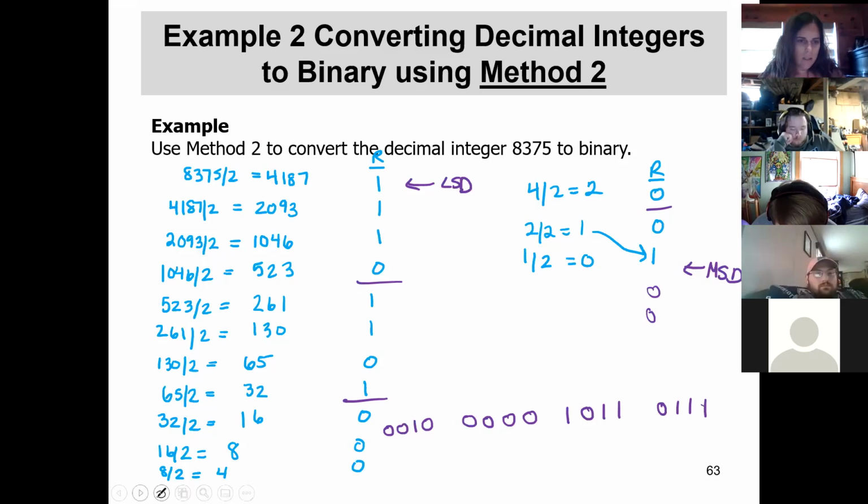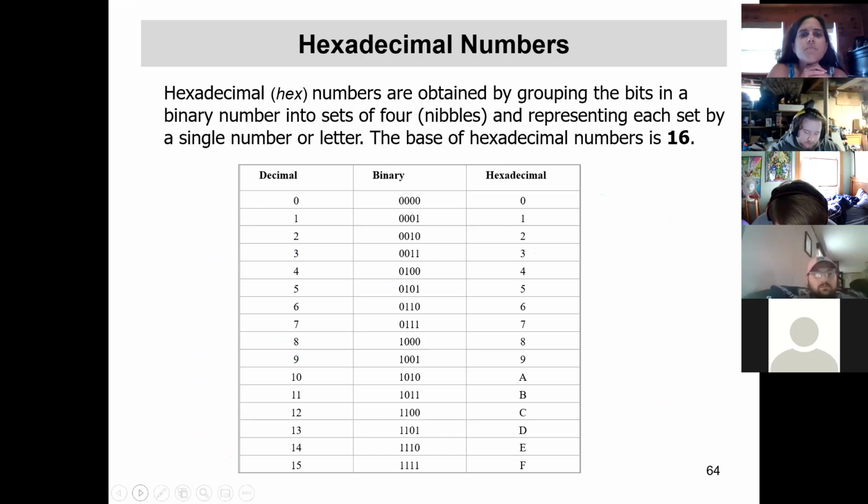So let's see here. Hexadecimal numbers, or we can refer to them as hex numbers, are obtained by grouping the bits in a binary number into sets of 4, nibbles, and representing each set by a single number or letter. The base of a hexadecimal number is 16. So you'll see I have the decimal number 0, like the normal 0 that you would know. This is what it's like in binary. That's what it's like in hexadecimal. The decimal number 1 in binary looks like this and looks like this in hexadecimal. 2 looks like this in binary, and so forth.